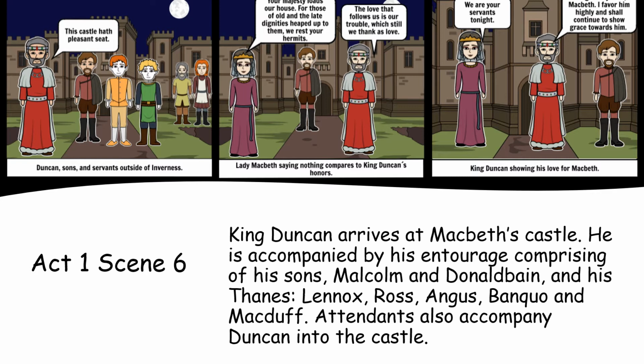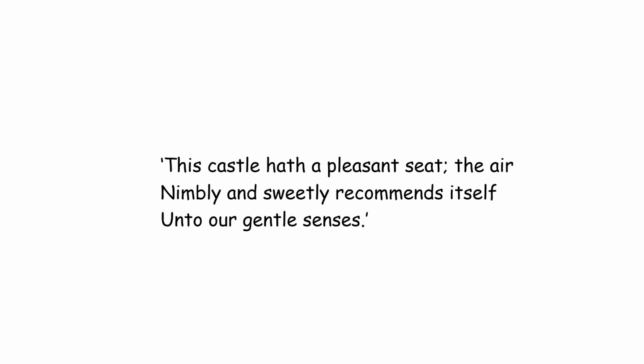He's accompanied by his entourage, and this comprises his sons, Malcolm and Donalbain, and his thanes, Lennox, Ross, Angus, Banquo and Macbeth, but he's also accompanied by lots of other attendants who come into the castle with him. I'll just briefly give you the main synopsis of this scene. When he arrives at the castle, the first thing he says is, "This castle hath a pleasant seat. The air nimbly and sweetly recommends itself unto our gentle senses."